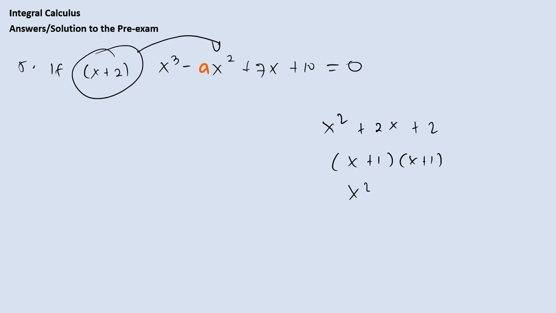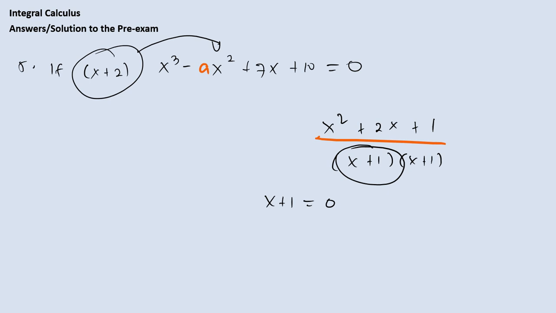So, again, FOIL, let's try it and test. X plus, wait lang, mali pala. Di pala 2, 1 pala to. Okay, 1. So, x squared plus 2x plus 1. Okay, so if we say that x plus 1 is a factor of this expression, dapat equals to 0. So, let's try. Sabi dito, x plus 1.